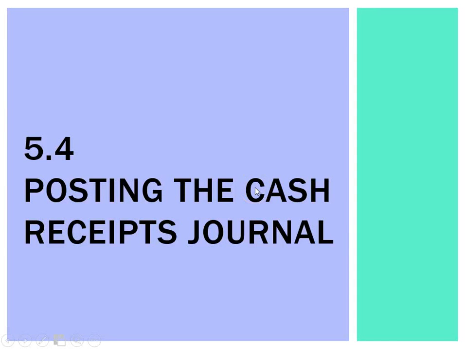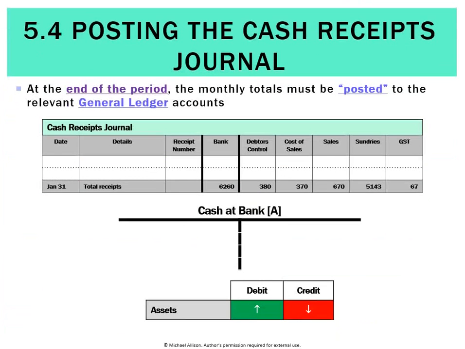So now we've learned how to enter transactions in the cash receipts journal. What we need to now do is post those totals to the ledger account. So we're taking the details out of the ledgers, putting it in the journals, but the point is we're now going to take these totals and put them in the ledgers.